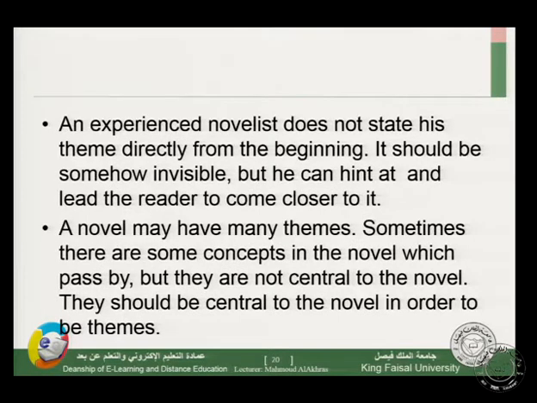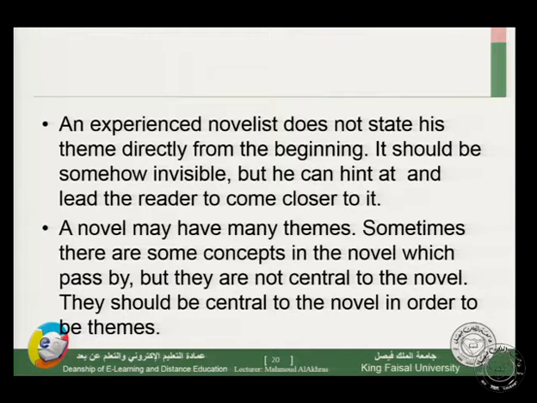Now let's see the impact of themes on readers. An experienced novelist doesn't state his theme directly from the beginning. So we don't have to get the theme from the first page of the novel. We have to experience reading in order to get themes. Usually, a creative novelist tries to hide his theme. It should be somehow invisible, but he can hint at it and lead the reader to come closer to it. So we have some kind of hints, references. So it's not stated directly from the beginning of the novel.